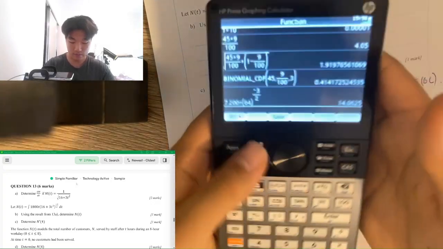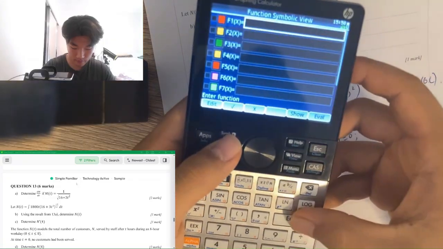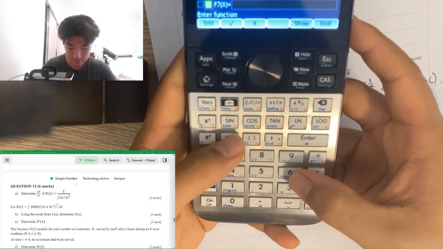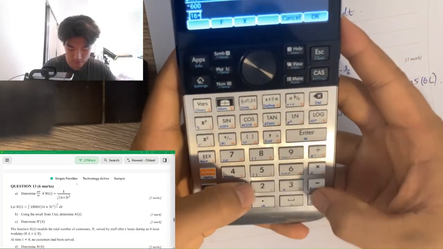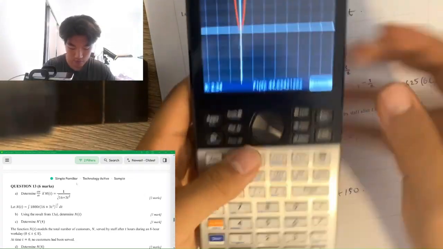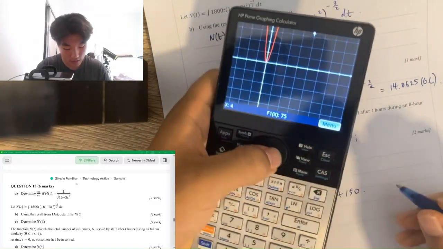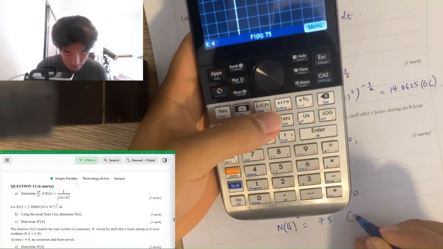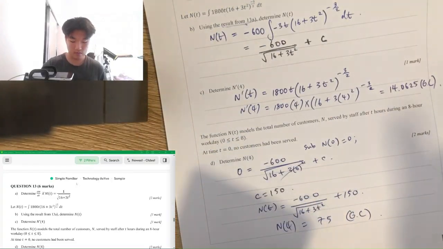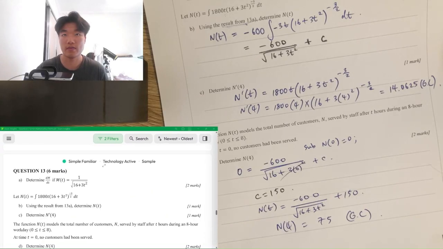We can graph this. Negative 600 over the square root of 16 plus 3x squared, plus 150. We plot that. We get n at 4. Okay, n of 4 equals 75. Graphics calculator. Sweet. There's our answer. Or our answers, plural.